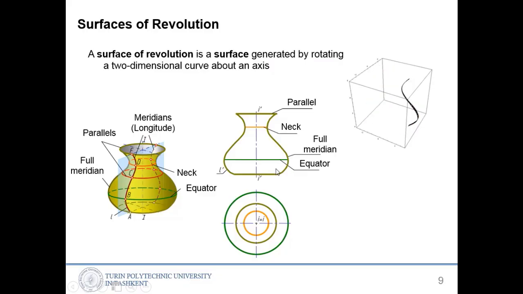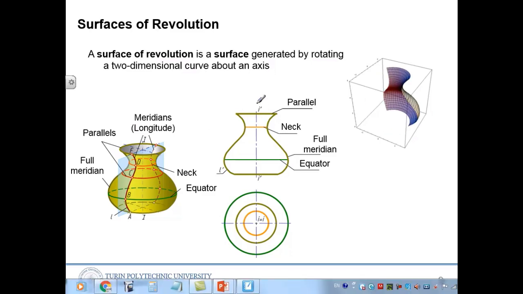A surface of revolution. What's the meaning of surface of revolution? A surface of revolution is a surface generated by rotating a two-dimensional curve about an axis. Okay, so there will be an axis, and that is a two-dimensional shape. Okay, it's a two-dimensional curve. So if you rotate this curve along this axis, you will get this kind of shape. Okay, so that's called surface of revolution.